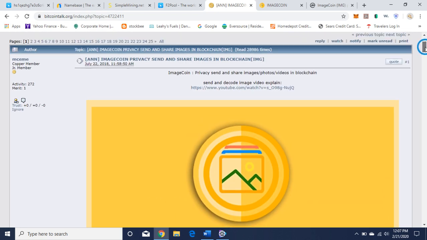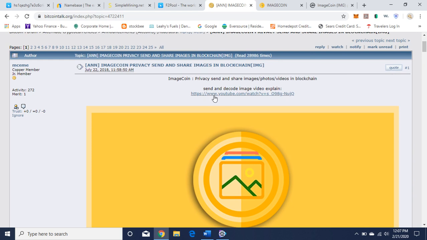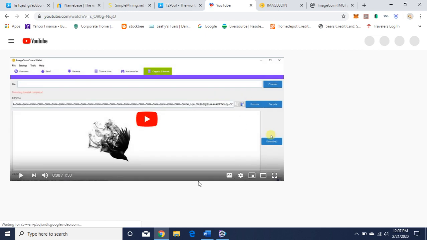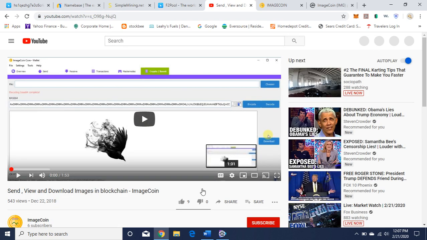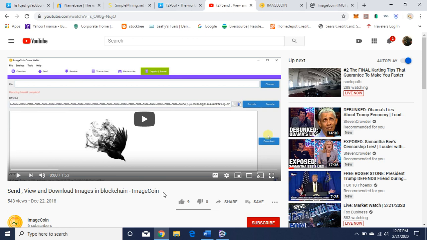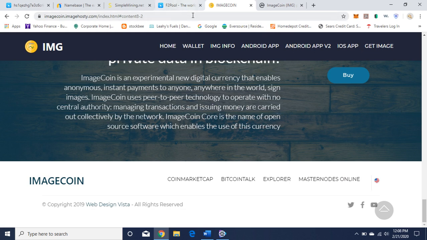So here's a video here, send and decode image video and the explanation. You can check that out when you want. It explains the process of how you're sending something, an image, how it's transformed digitally, and how the other person would receive it. So when you get a chance, you can check that out. As for right now, I'm going to move on.